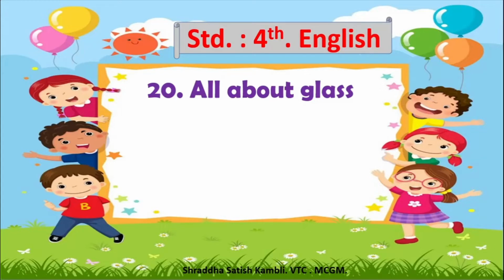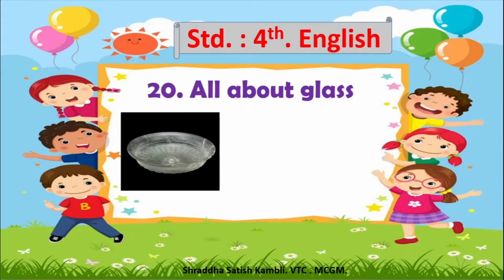Alright, now when I say glass, there are many things which come to our mind, isn't it? So let us look at the various things which are made of glass and which we see around our houses. So this is a small round glass dish. We have seen these kinds of dishes in our house when your mummy makes a kheer or some kind of sweet. She serves it to you in these glass dishes, isn't it?